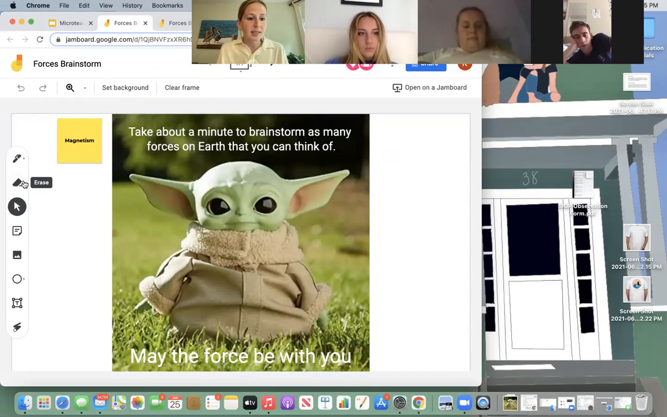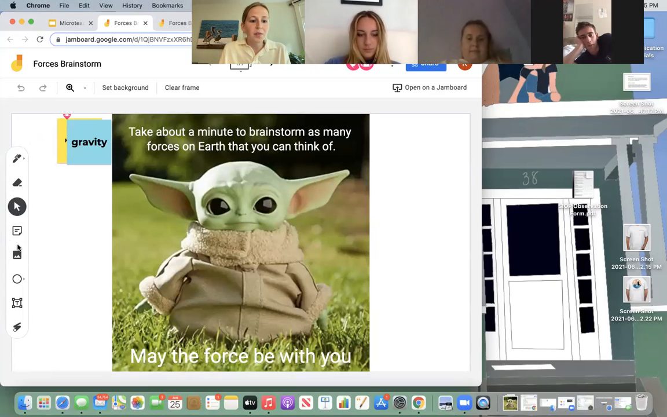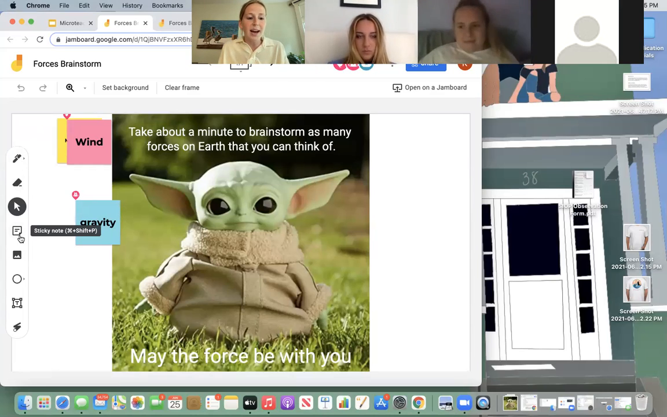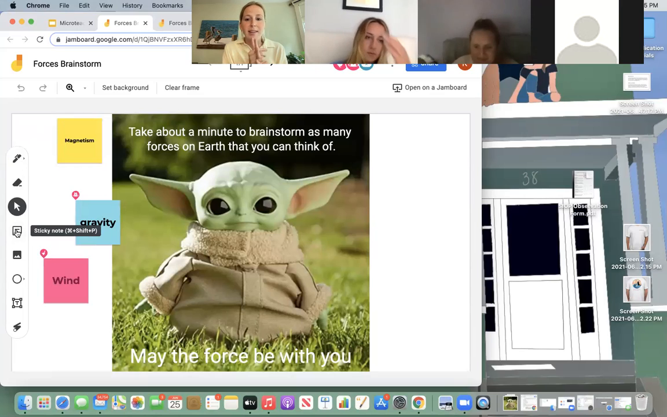Did you guys access this okay? Yes, I see it. Okay, excellent. So it looks like you guys might already know how to do this, but if you go on this panel on the left and you go to this icon, four icons down, you will be able to add a sticky note with any forces that you can think of. I'm going to set a timer for about a minute. Try to think of as many as you can, and then we will come back to discuss.